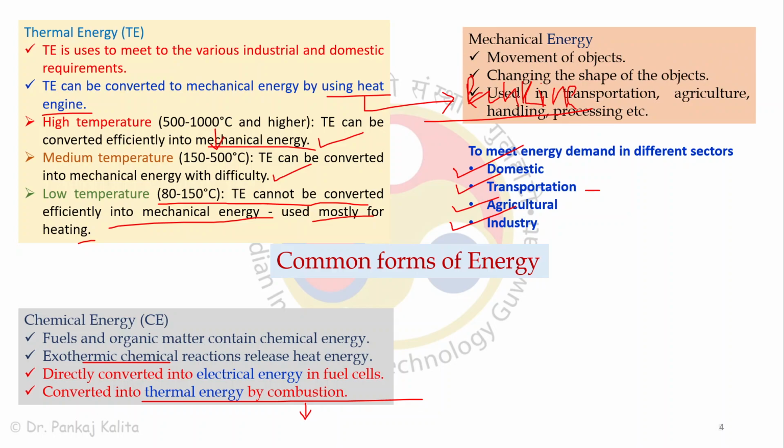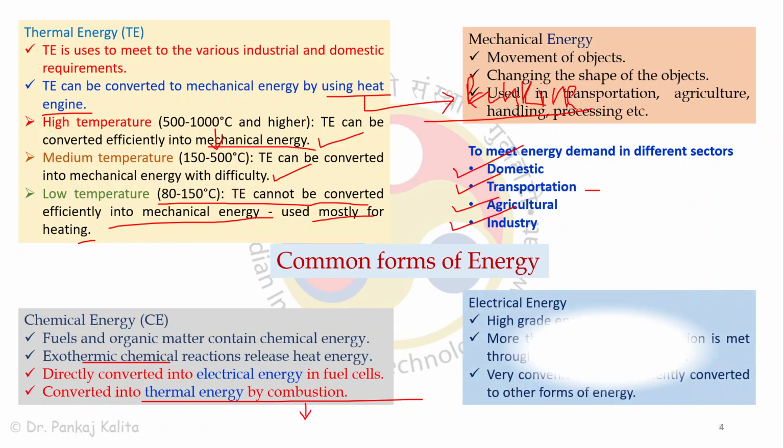Mechanical energy is something related to mechanical, like moving objects, changing the shape of an object. Then we have electrical energy. I think most of you are very familiar with electrical energy. It's a very high grade of energy and it can be totally converted into work or thermal energy. And more than 40% of energy distribution is made through electrical supply systems.